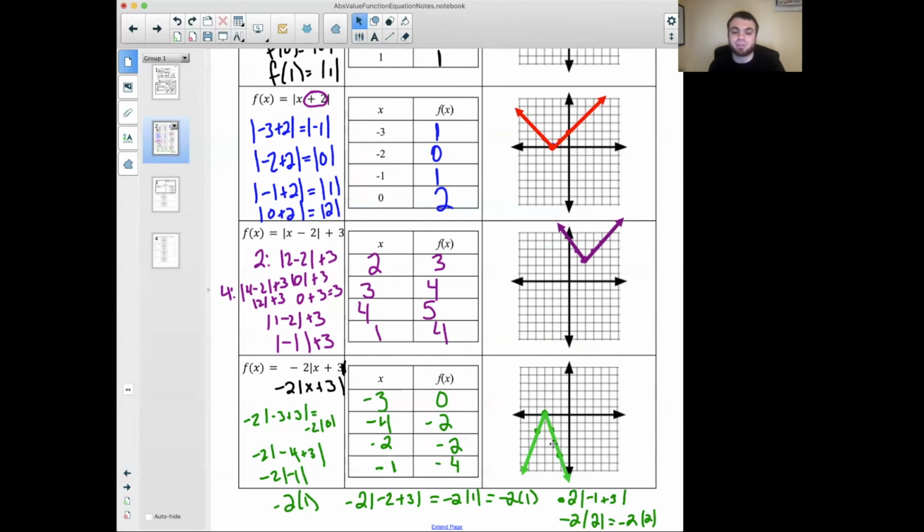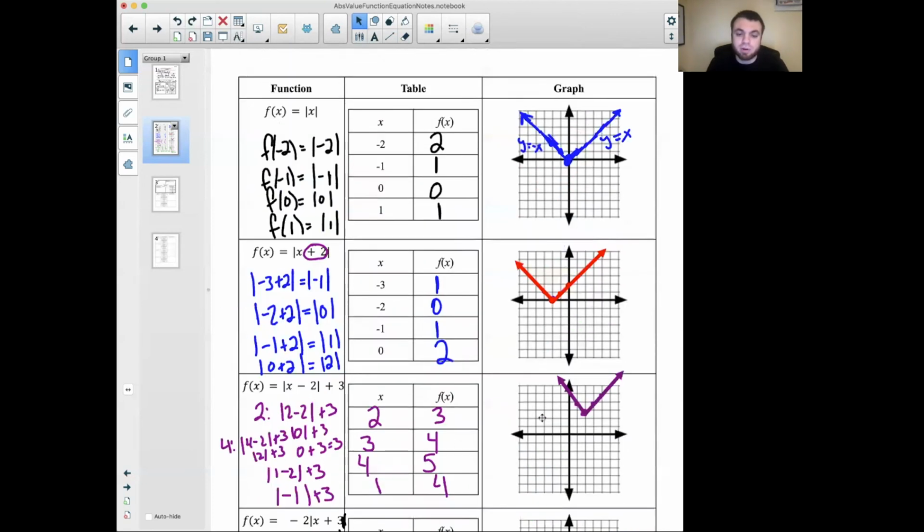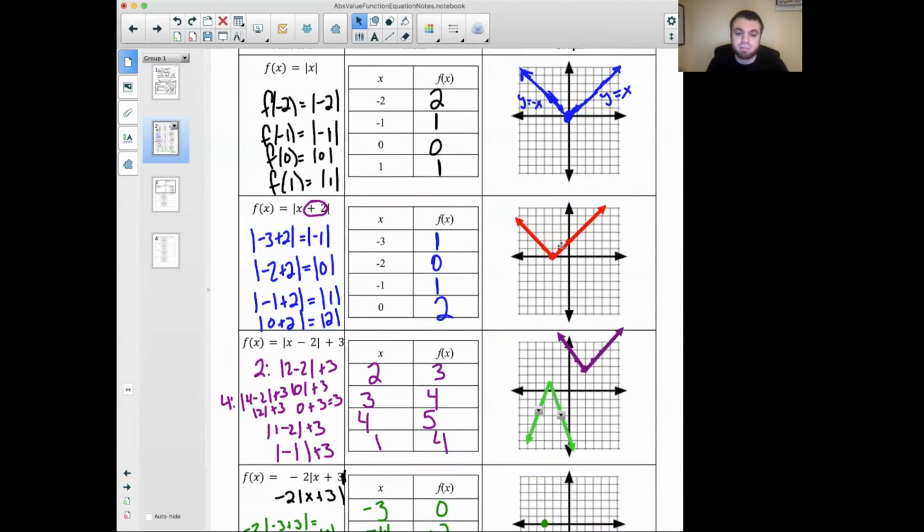So again, a couple things. Let's go ahead and do one last comparison. So I'm going to slide this on up. A few things happened here. One, it shifted to the left, but notice how it also was reflected over the x-axis, making it point down, and it's also stretched vertically. See how the graph's a lot more narrow?